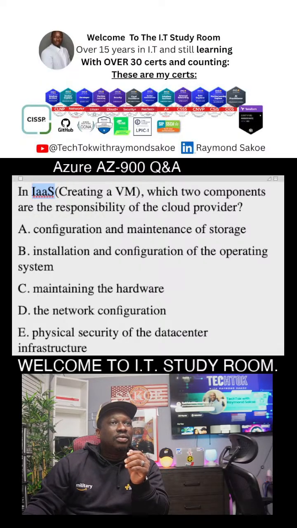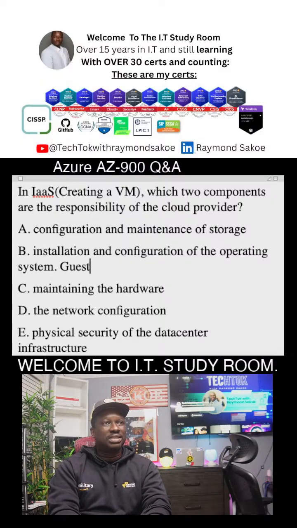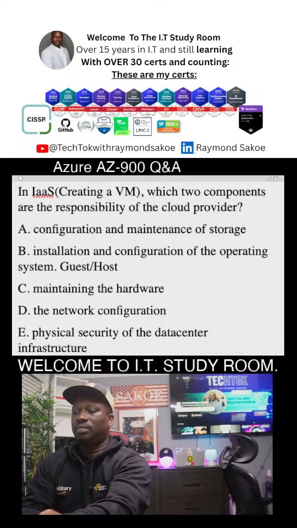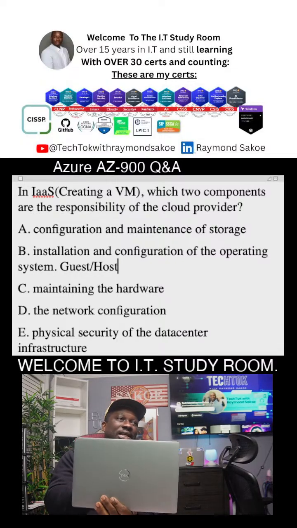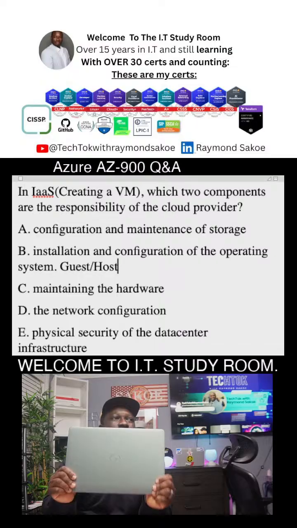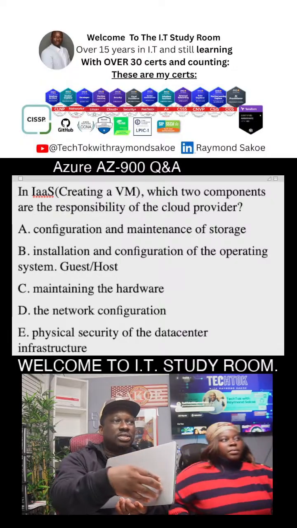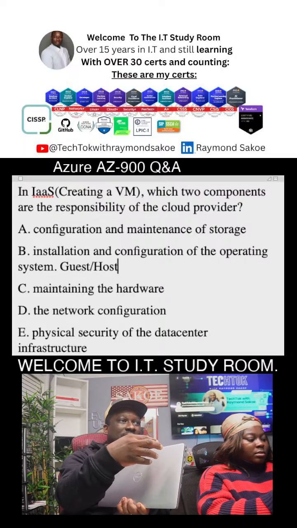Okay, so B, installation and configuration of the operating system. B is a little vague of an answer. There are two types of operating systems: the guest operating system and the host operating system. With a virtual machine, at the end of the day, it lives on specific hardware or host, and the host has its own operating system. You can create multiple virtual machines on one physical host, and then you select the operating system and install that.